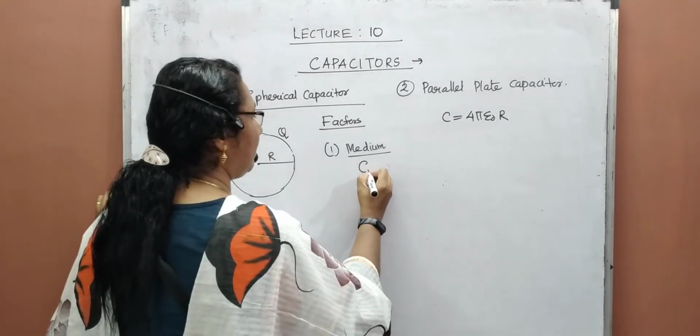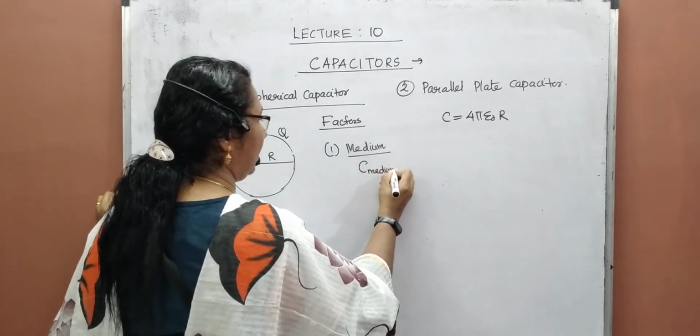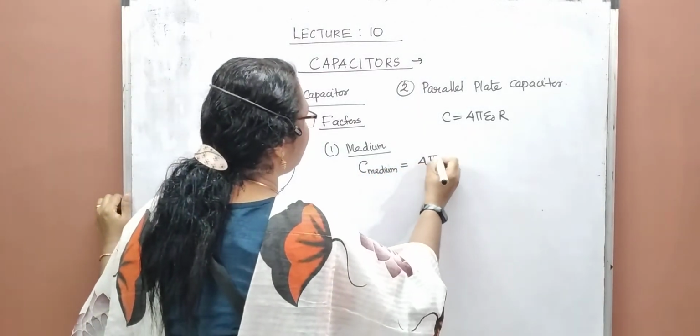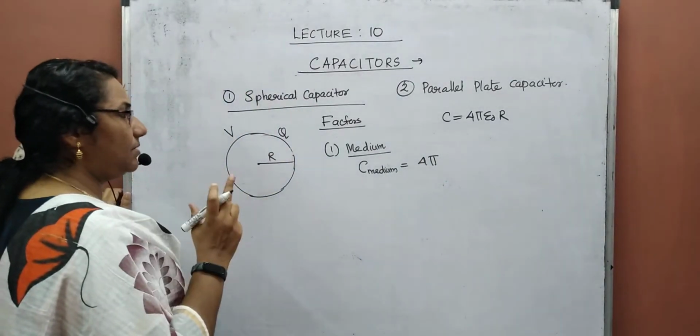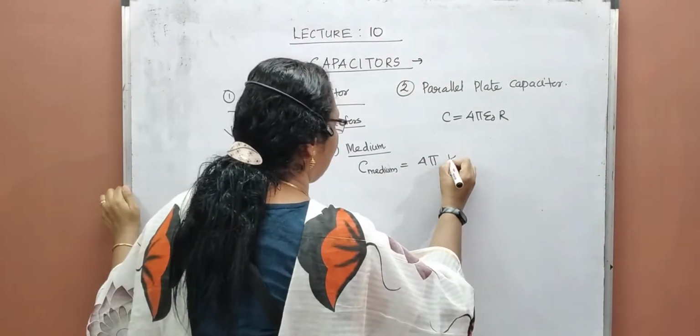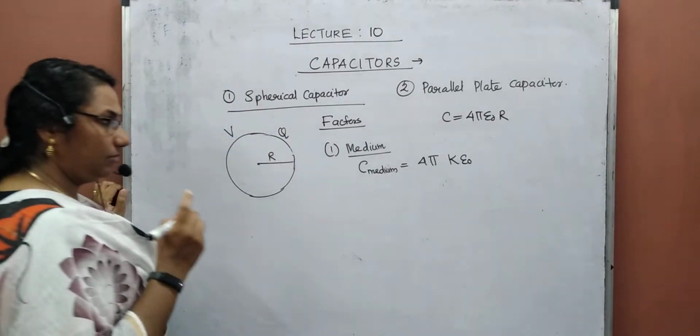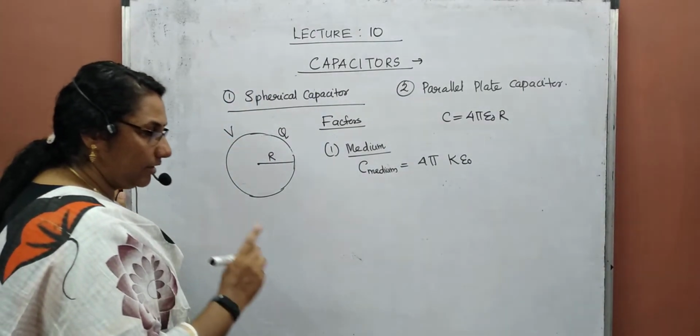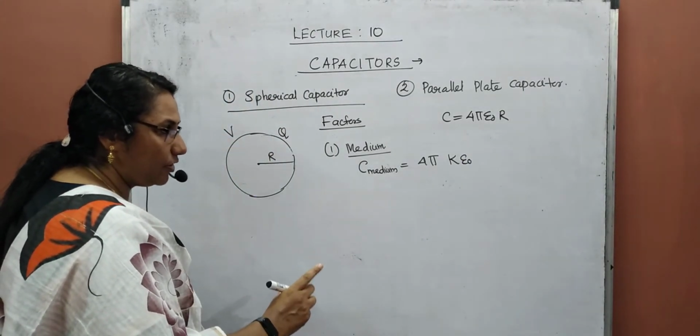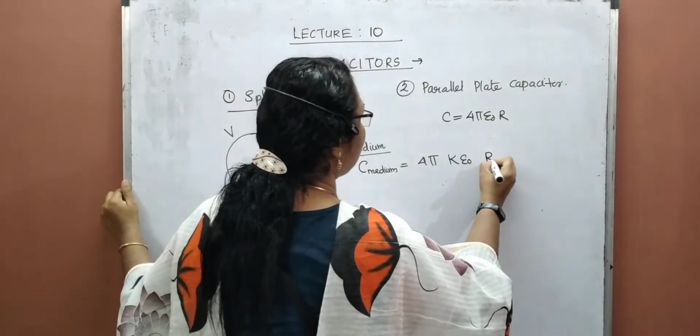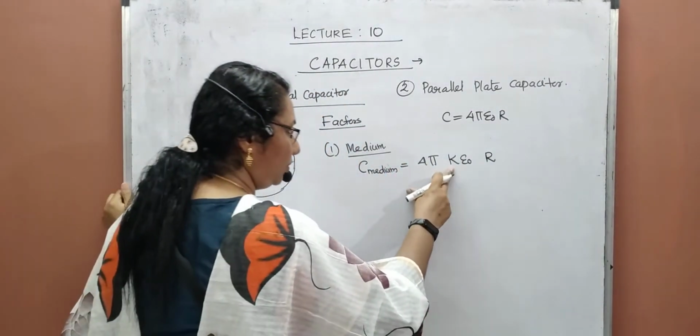The equation for capacitance in the medium becomes 4 pi. How do we take epsilon 0 now if a medium is kept? You have to take it as K epsilon 0. Remember, we have discussed it in the topic Coulomb's law. So, 4 pi K epsilon 0 R. This is clear to you?